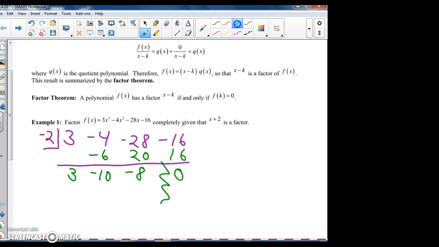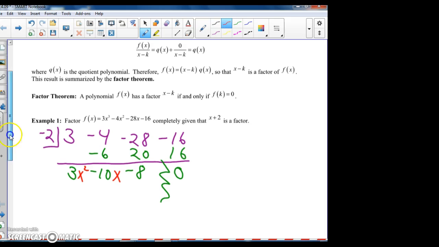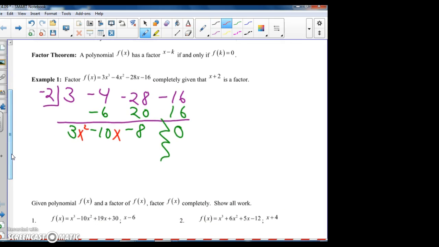Okay. All right, now, what does that mean? 3, -10, and -8. That means 3x squared. There you go. Let me write this down: 3x squared minus 10x minus 8. So what you're now going to do is take this and factor that, right? You're going to factor that. This is old-time stuff. You guys did this all first semester.